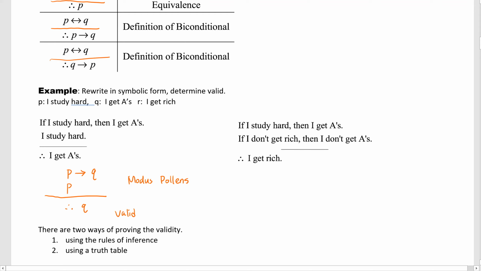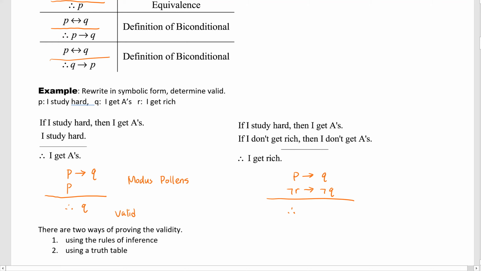Next, if I study hard, then I get 8. Study hard is P, then I get 8 is Q. If I don't get rich, so not R, then I don't get 8, so not Q. So I get rich.